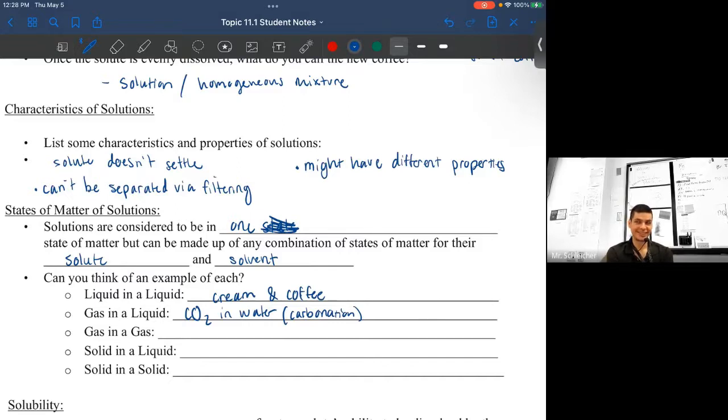Yeah. All right, a gas and a gas. Yes? The word next to water, I put carbonation. Carbonation. Something's carbonated or not.